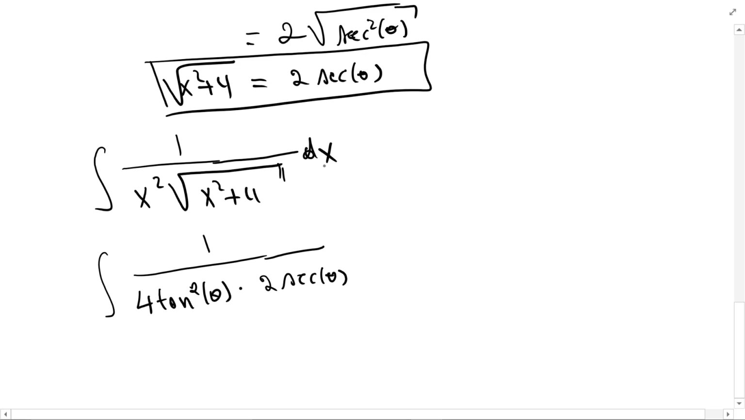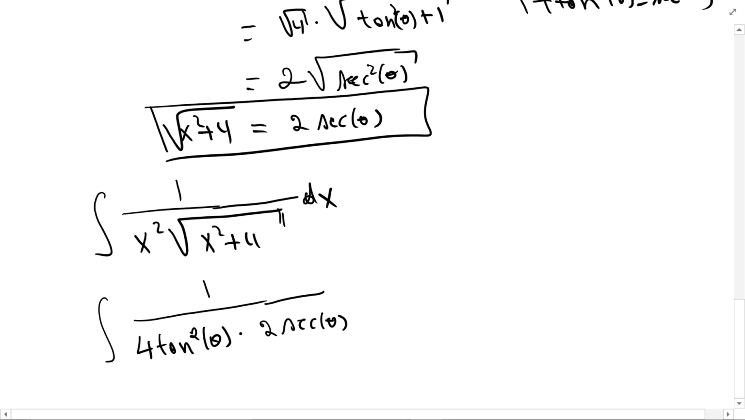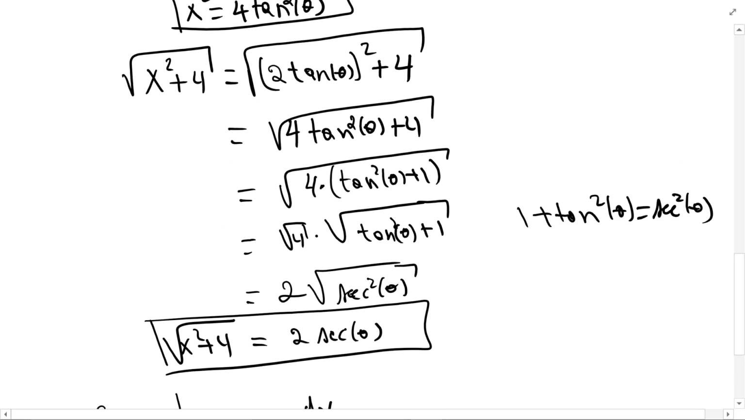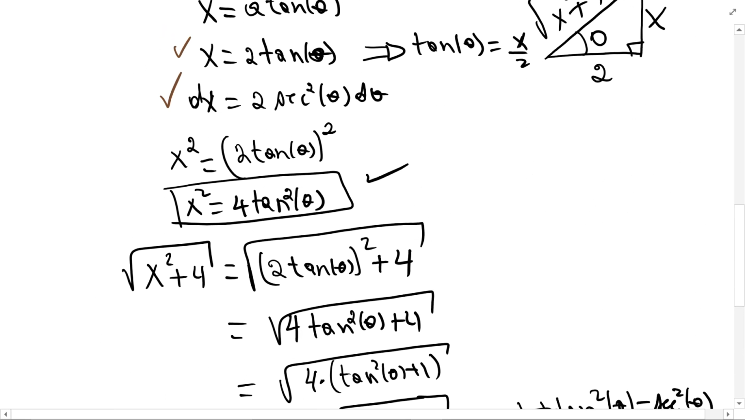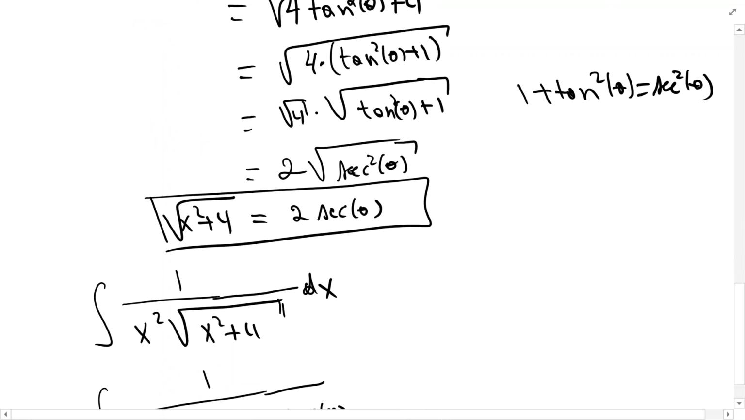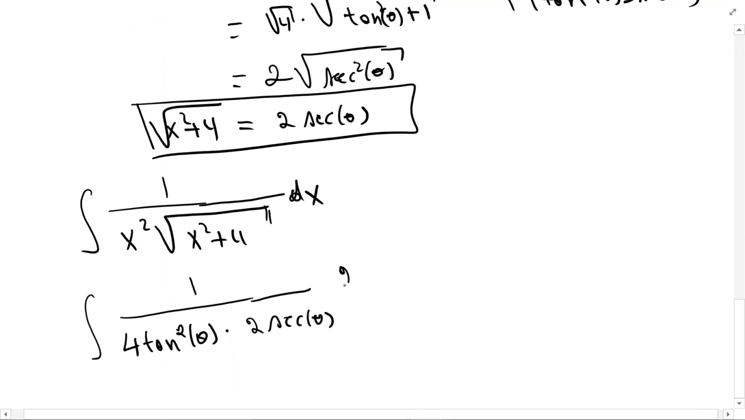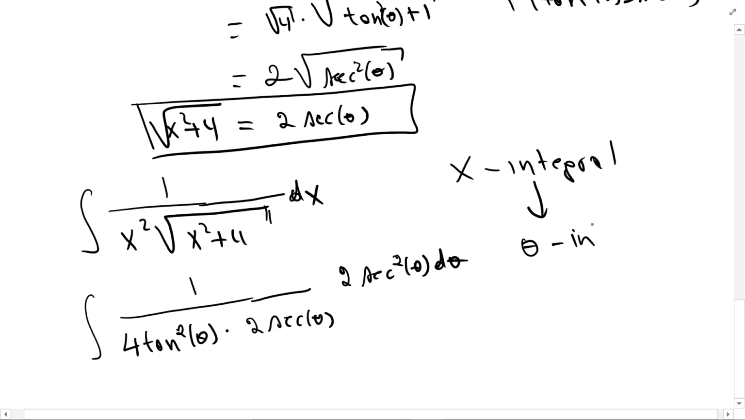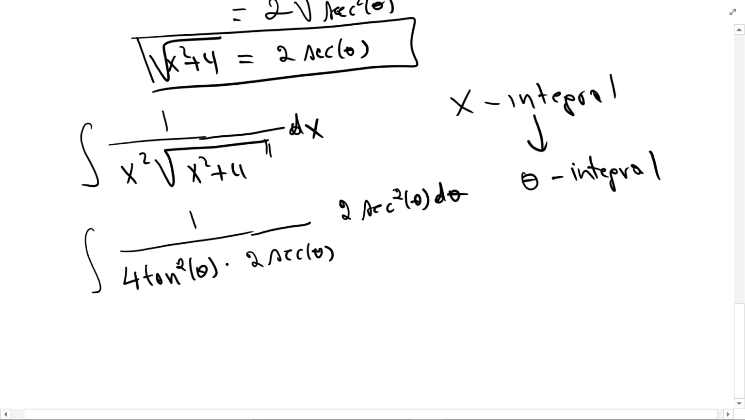And now we go to dx. Now dx is given over here. So dx is 2 secant square theta d theta. So now we went from the x integral to the theta integral. Okay, so now it's time to solve the theta integral.